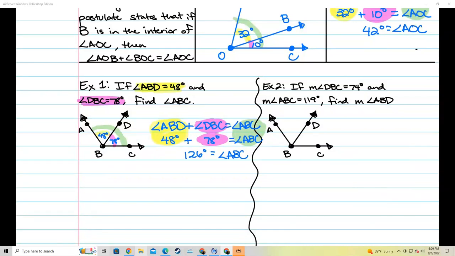All right, I got one more problem. It says example two, if the measurement of angle DBC is 74 degrees and the measurement of angle ABC is 119 degrees, find the measurement of angle ABD. We're going to do the exact same process. I'm going to go a little bit faster this time. Remember, always, always, always add the two little angles.